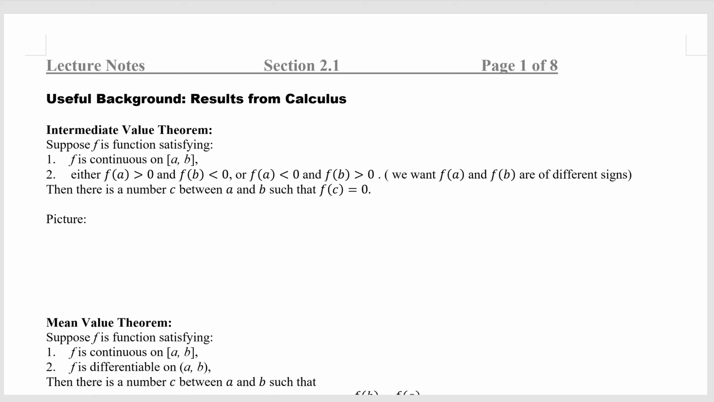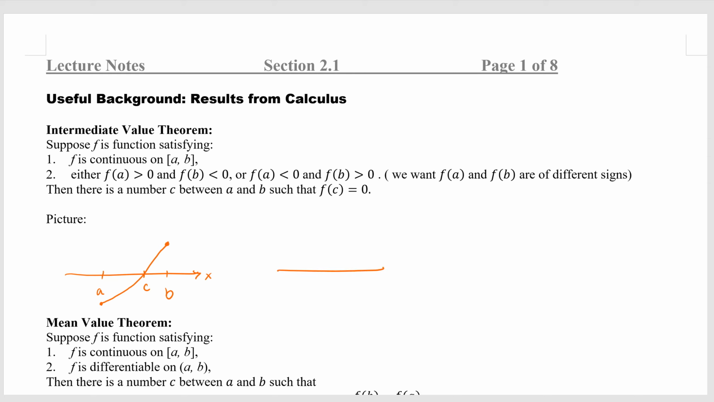So let me draw some picture here. Let's say we have a and b here. Let's say f(a) is negative, so it's below the x-axis, okay? And let's say f(b) is positive. Then because f is continuous, there must be a point c such that f(c) = 0. So it must cross the x-axis somewhere.